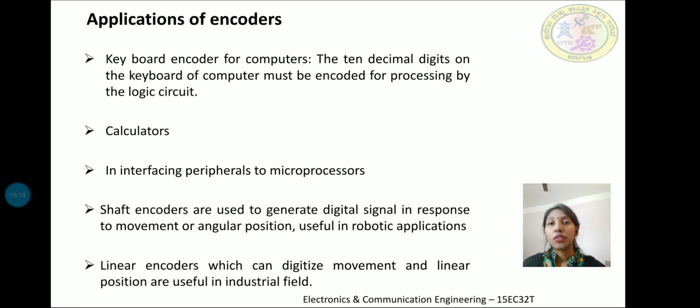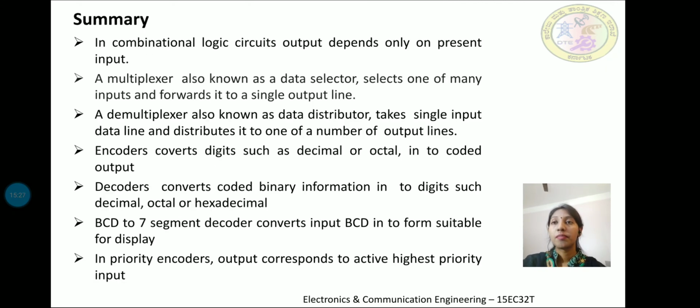Similarly, linear encoders, which can measure linear movement or linear displacement and convert it into digital form, are used in industrial automation applications. So priority encoders is the last topic in unit 1.